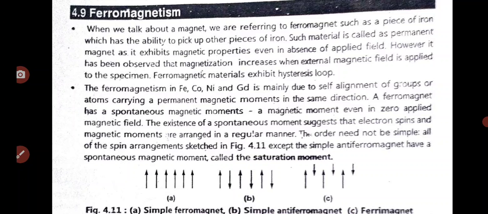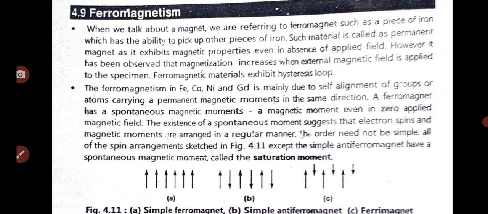Paramagnetic and ferromagnetic substances both have a permanent dipole magnetic moment, but a paramagnetic substance shows it when placed in an external applied field, whereas a ferromagnet has a spontaneous magnetic moment, that is, a magnetic moment even in zero applied magnetic field.